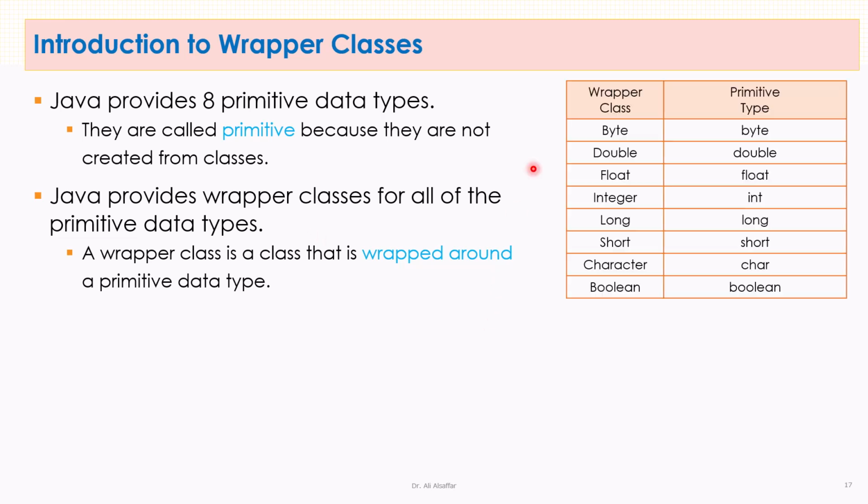This table shows all wrapper classes for all primitive data types. Notice that all wrapper classes have the same name as their corresponding primitive data types, with the first letter in uppercase, except the int and char data types, which have different names. For int, the wrapper class is Integer, I in uppercase, and for char, the wrapper class is Character, C in uppercase.